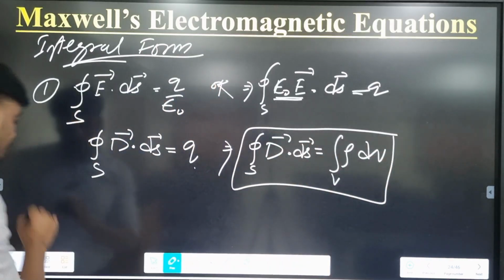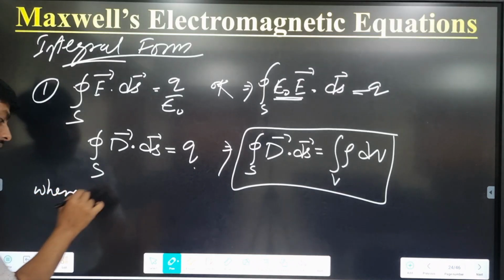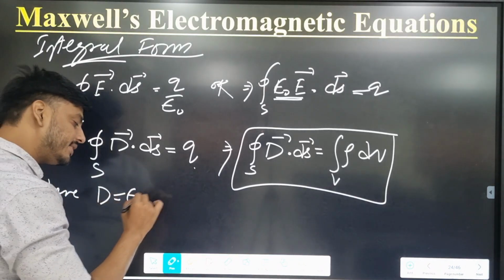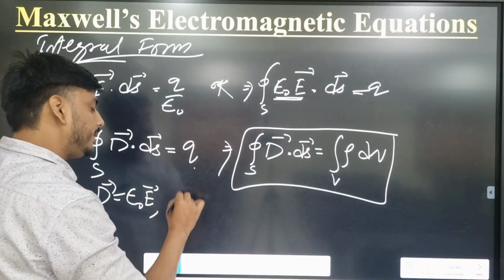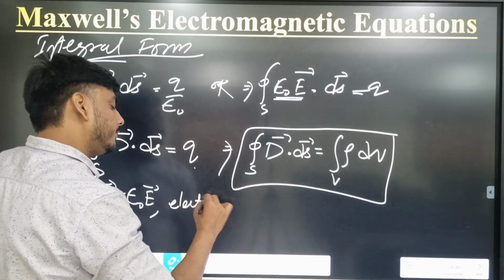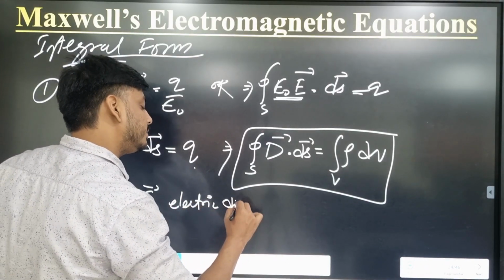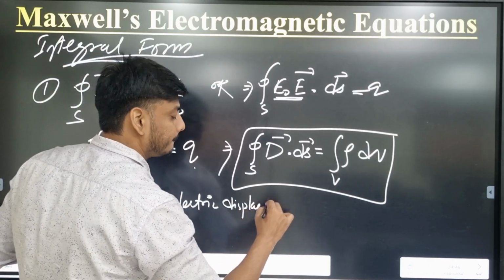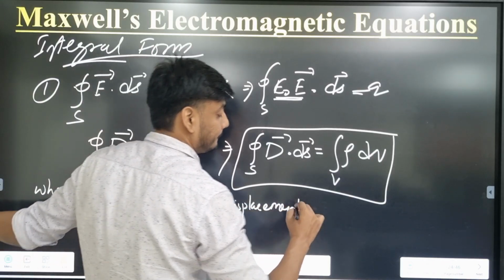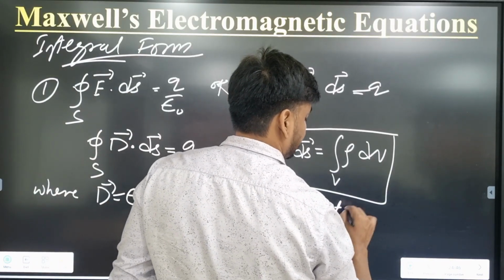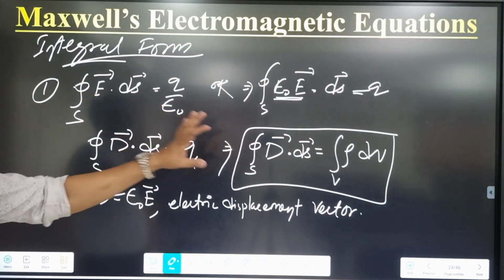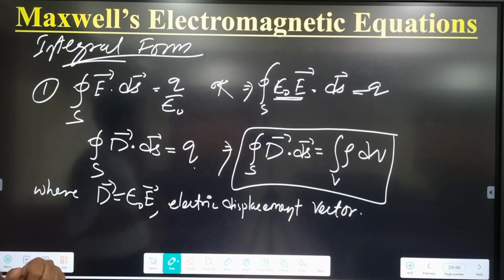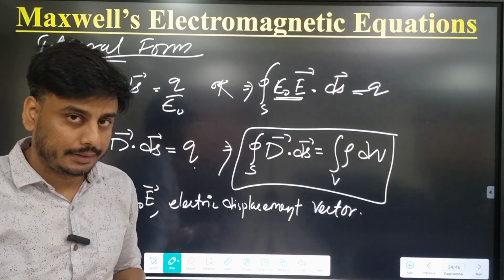Where D is epsilon naught E. This is a vector quantity which is known as the electric displacement vector. So this is the integral form of the first equation, which is Gauss law in electrostatics.